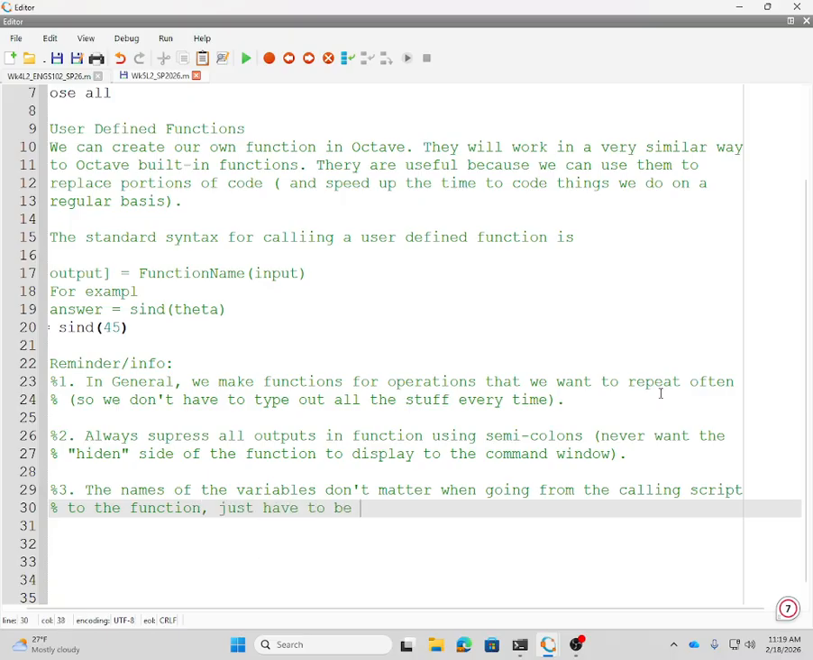Just have to be internally consistent within each individual script.